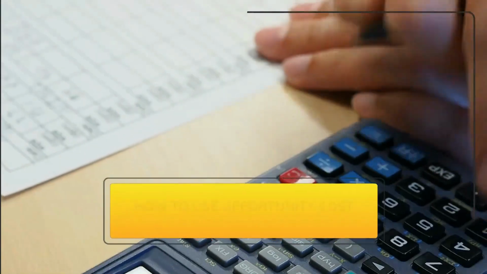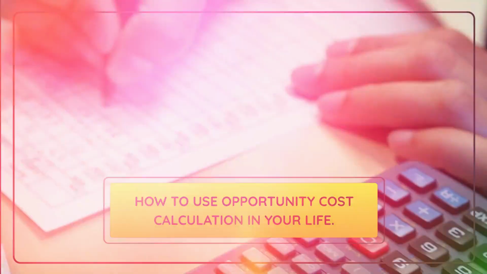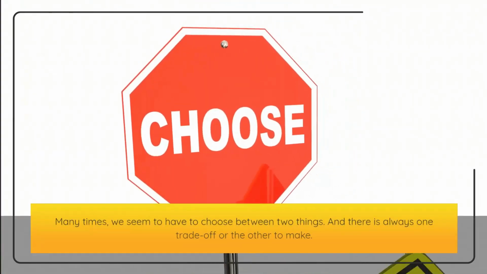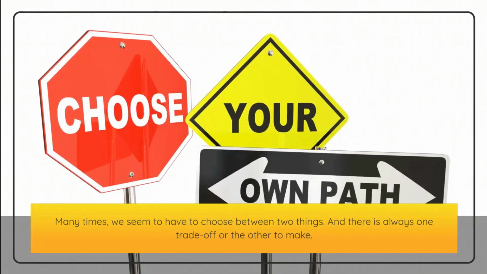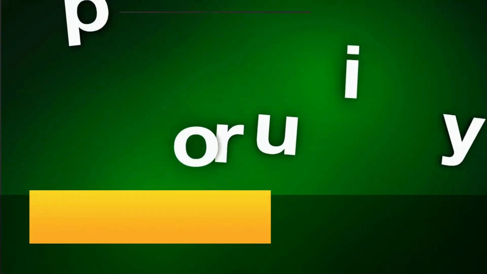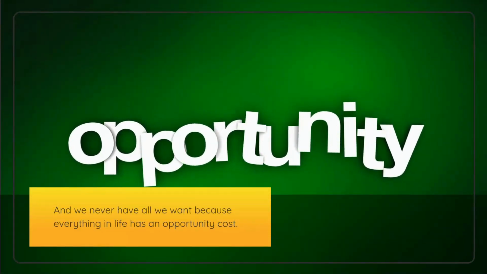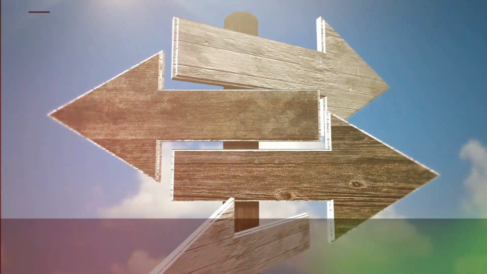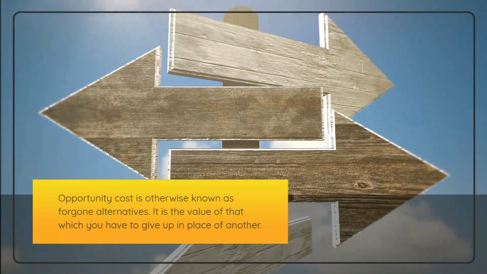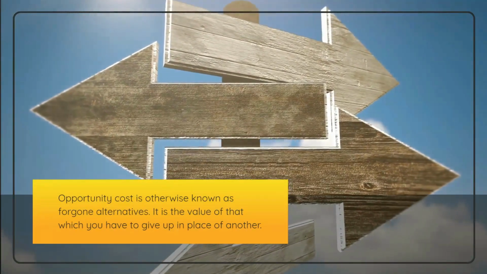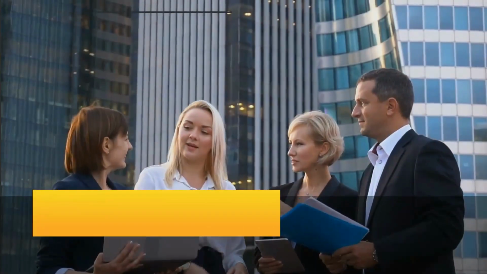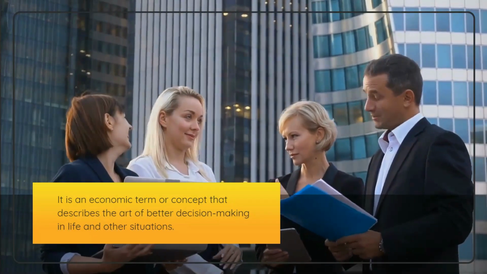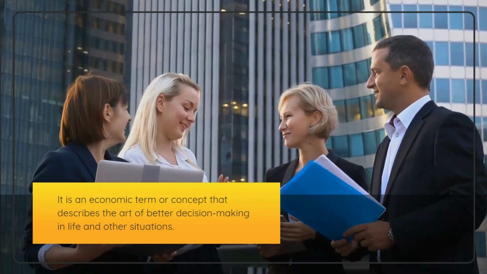How to use opportunity cost calculation in your life. Many times, we seem to have to choose between two things, and there is always one trade-off or the other to make, and we never have all we want because everything in life has an opportunity cost. Opportunity cost is otherwise known as forgone alternatives. It is the value of that which you have to give up in place of another. It is an economic term or concept that describes the art of better decision-making in life and other situations.